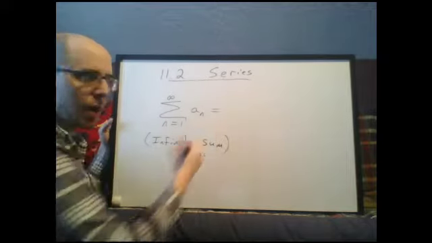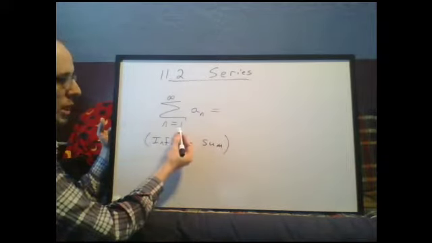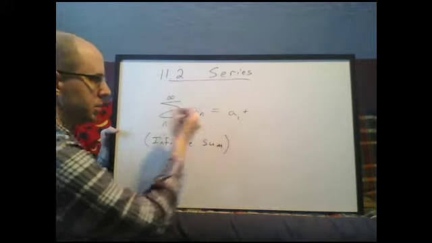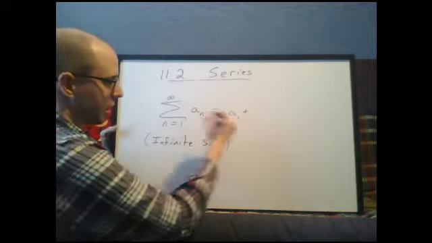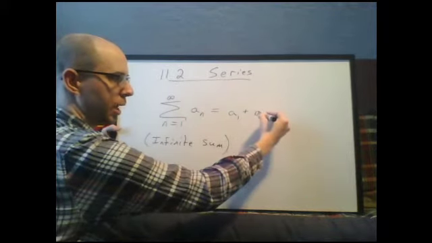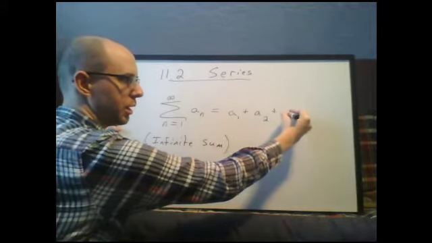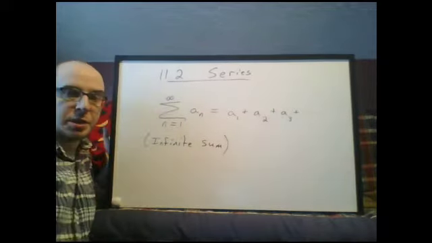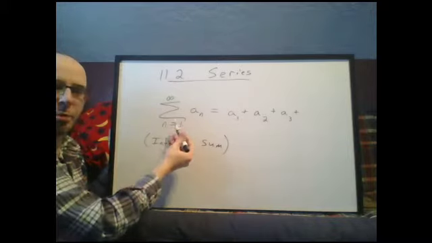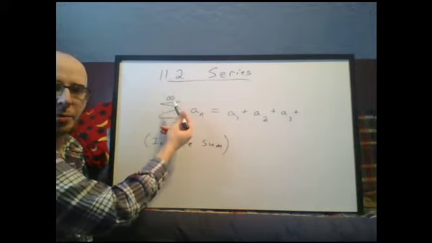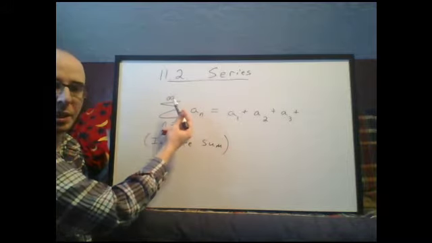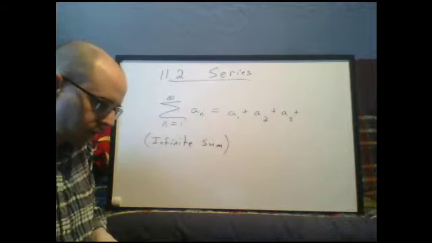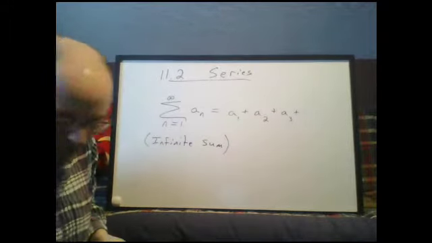Just to write it out: whatever n starts with, n equals 1, we plug in that n value to get a1. And then the sigma means we're adding up, so plus a2 plus a3 plus a4, and so on. Ordinarily, when we deal with sigma notation, there's a starting point and an ending point, and you'd stop when you get to the number at the top. But when this is a series, it doesn't stop. It goes on forever. Okay, so that's what it means.